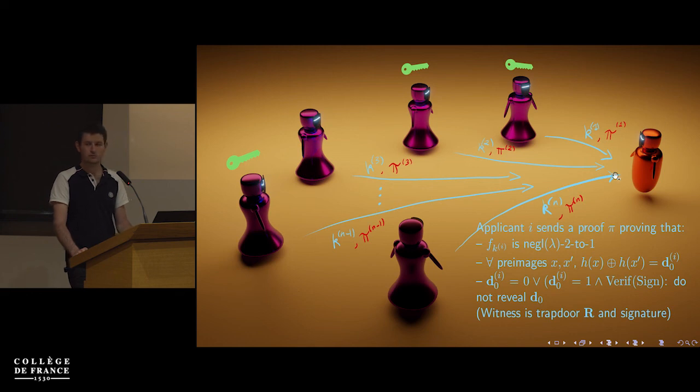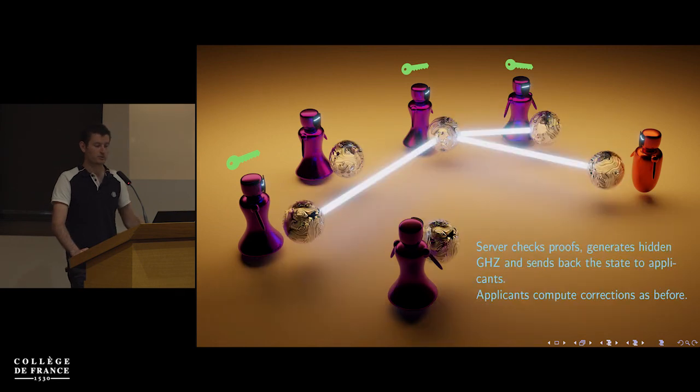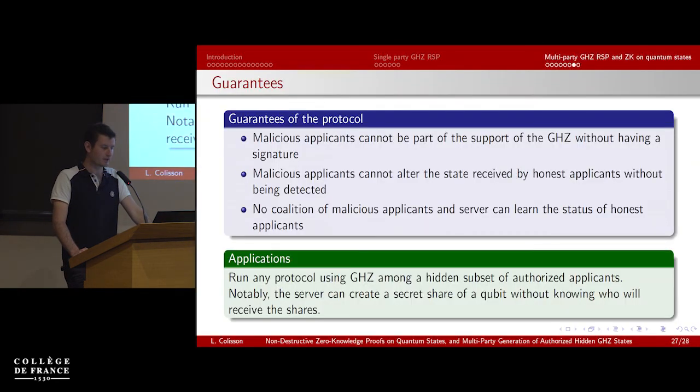So then it will be the role of the server Bob to check that all these proofs are indeed correctly prepared. And at that step, Bob will be able to be sure that indeed the GZ state is the correct one. And he will run as before the protocol, produce the quantum state, and send them back to the client. And the rest of the protocol is exactly as before.